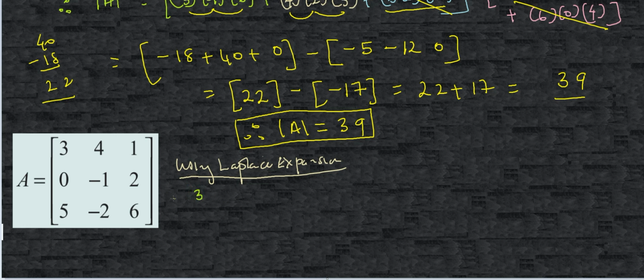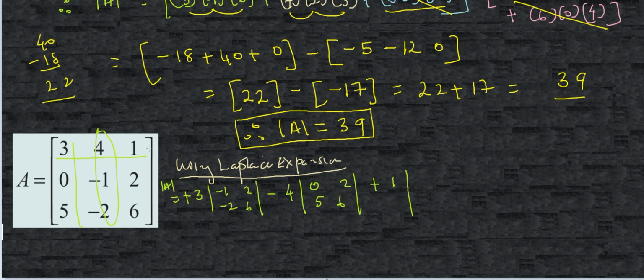So I start with a positive sign, open the modulus sign, and leave all the elements along the row and the column. You get negative 1, 2, negative 2, and 6, a negative sign. Place the element 4, leave all the elements along the column and the row. So you get 0, 2, 5, and 6. Place a positive sign and the element 1. Leave all the elements along the column and the row. So that would give you 0, negative 1, 5, and negative 2.